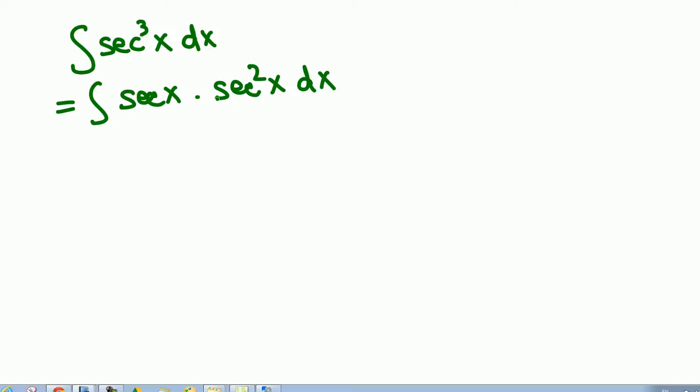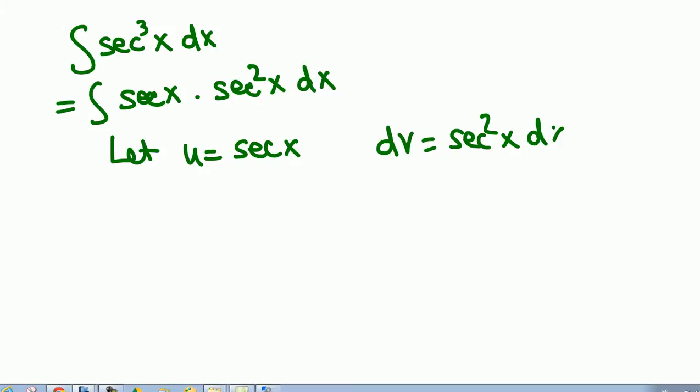Now since we have a product, we can use integration by parts. If we think this is u and this part is dv, do we know the antiderivative of secant squared? Yes, the derivative of tangent is secant squared. That means the antiderivative of secant squared is tangent. So we can use integration by parts. Let u be secant and dv be secant squared x dx.